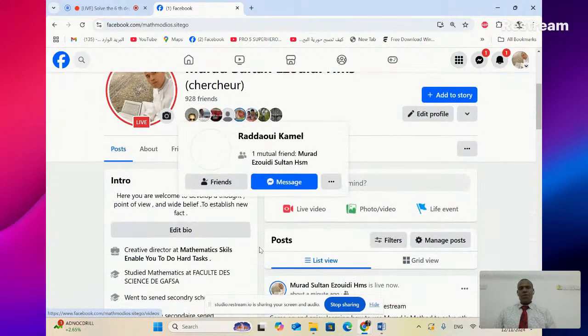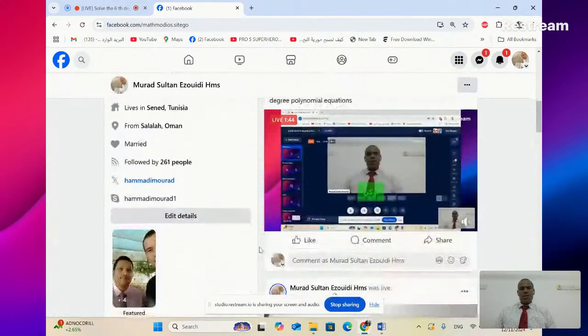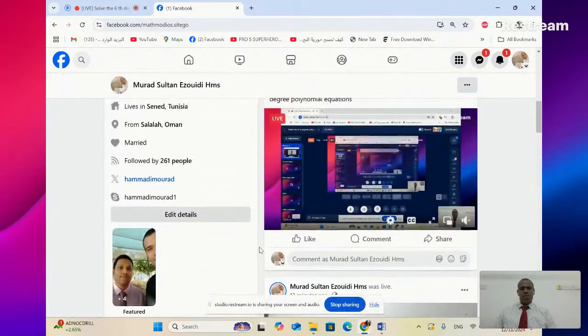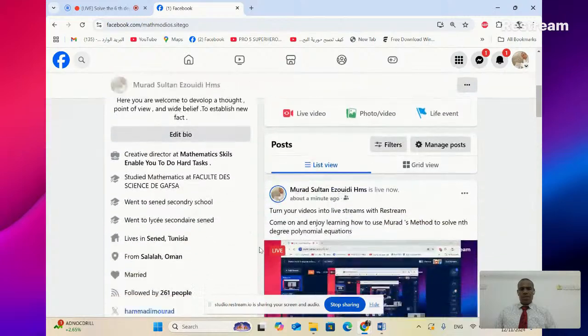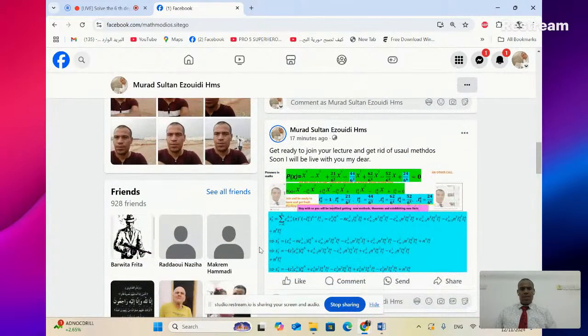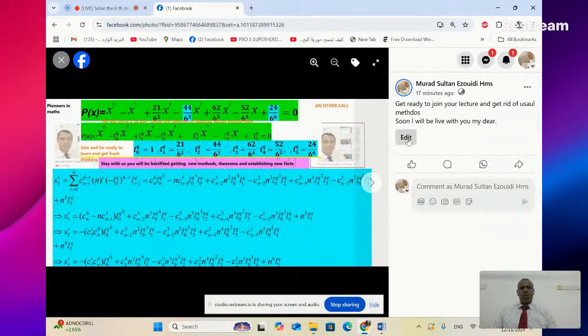So this is, learners, the equation that we told that we are going to solve. This is the equation we told, get ready to join your lecture and get rid of the usual method. We are going to apply this theorem of Mr. Mourad Sultan Ezouidi so that we lead you to find out the exact roots of this polynomial.